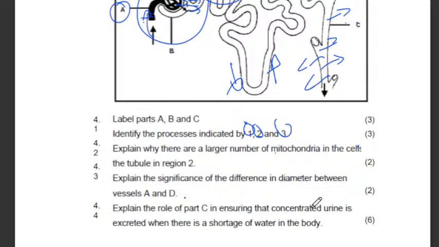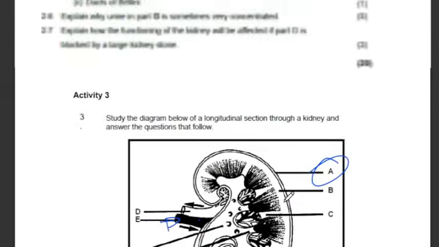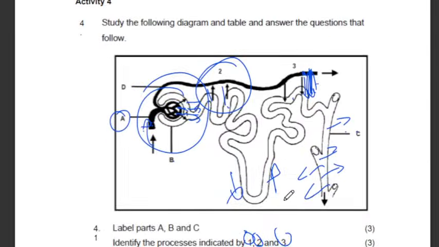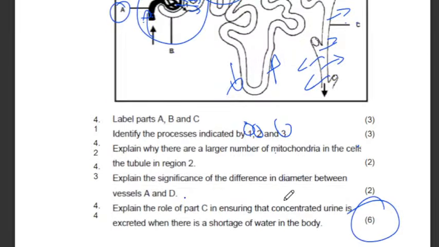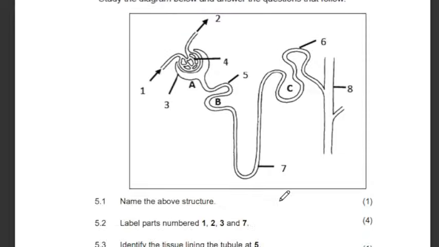Since it is 6 marks, you talk about the ADH and hypothalamus the same way I explained it above. The hypothalamus is stimulated, and then it triggers the pituitary gland to secrete more ADH. The ADH will make the walls of the collecting duct more permeable, and now more water is reabsorbed back to the body. I think I'm going to stop here.